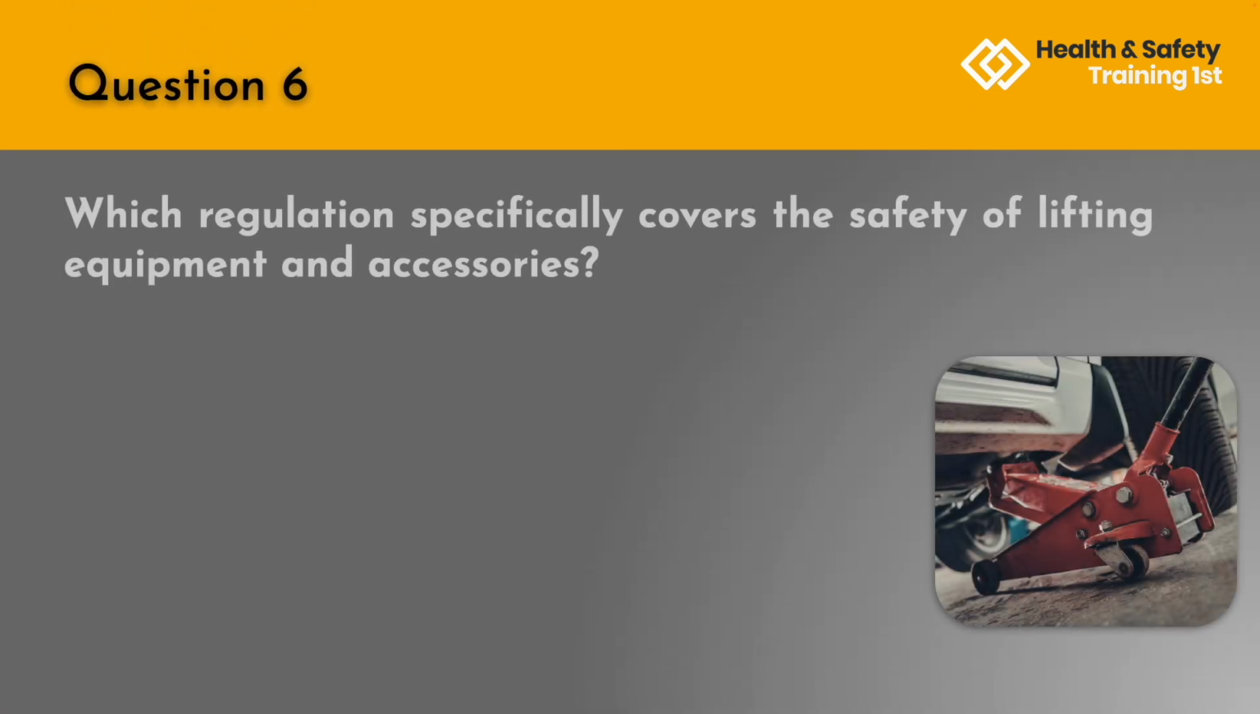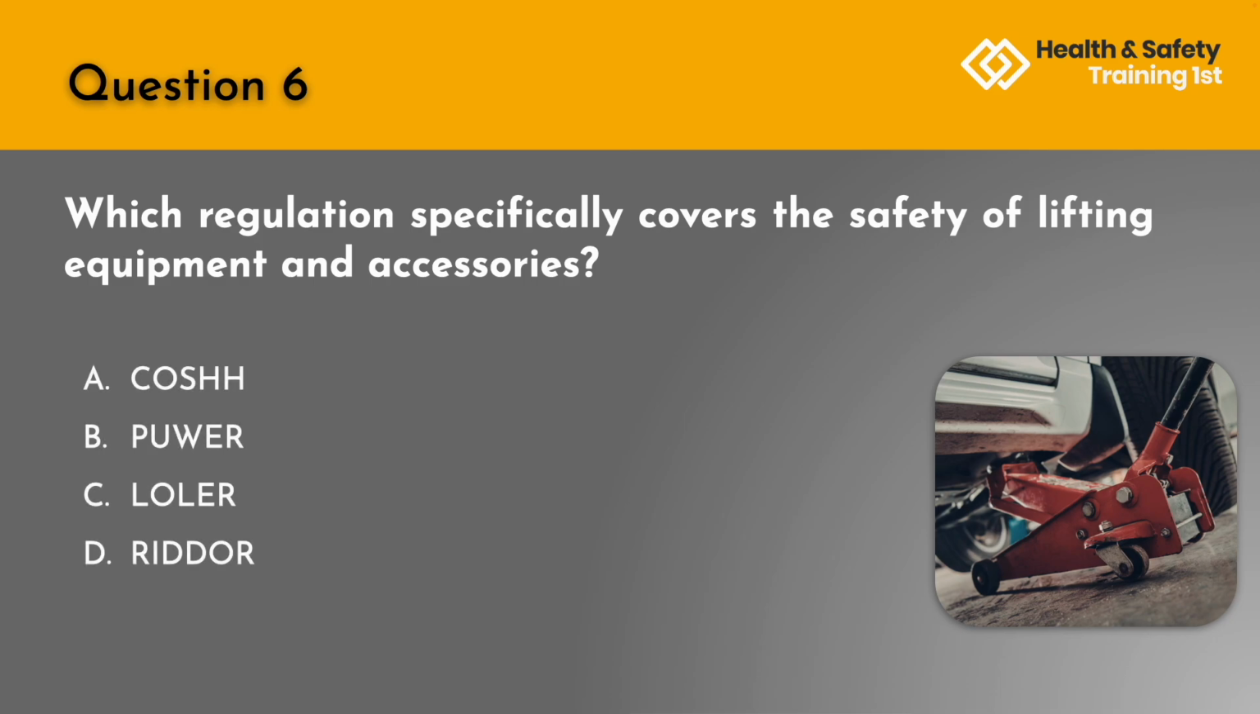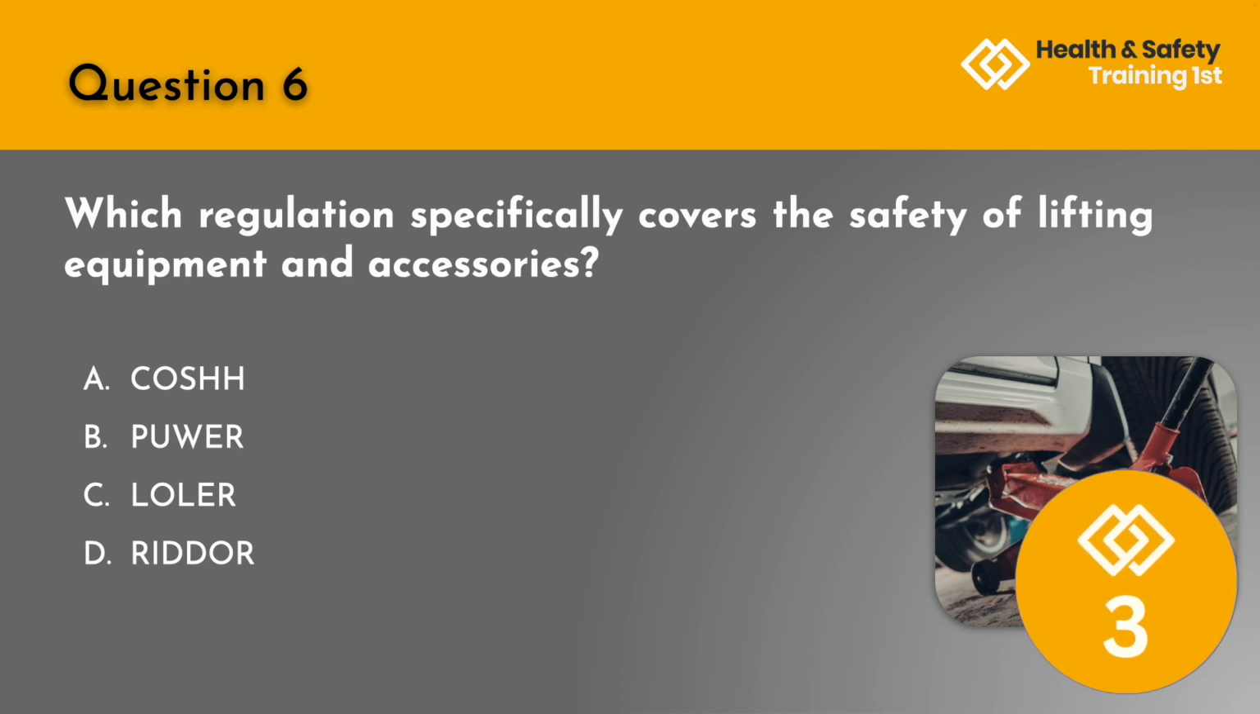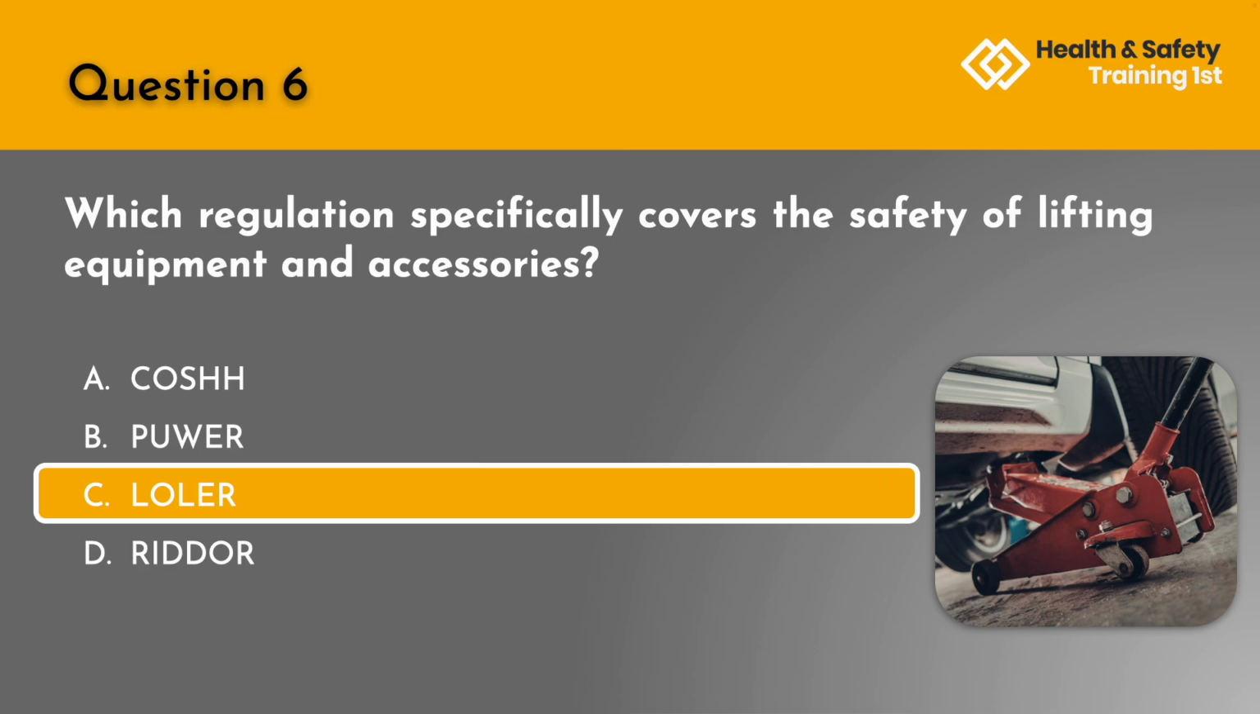Question 6. Which regulation specifically covers the safety of lifting equipment and accessories? A. COSHH. B. PUWER. C. LOLER. Or D. RIDDOR. The correct answer is C. LOLER, or the Lifting Operations and Lifting Equipment Regulations.